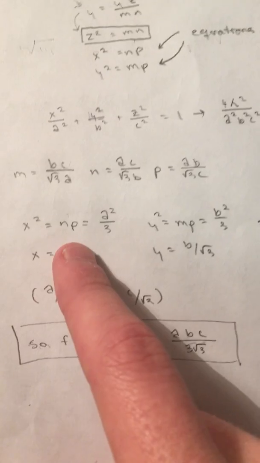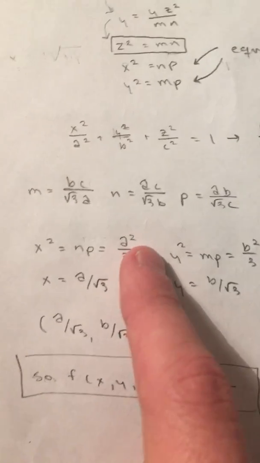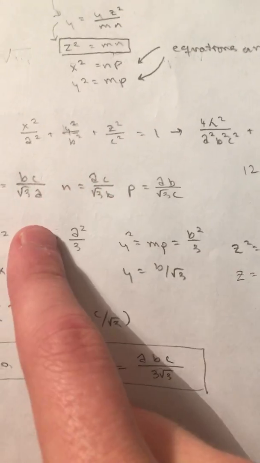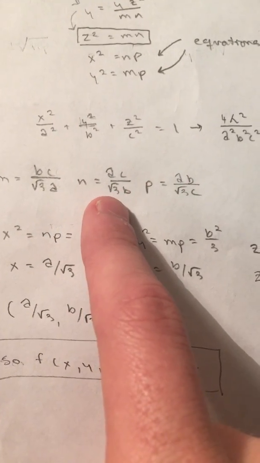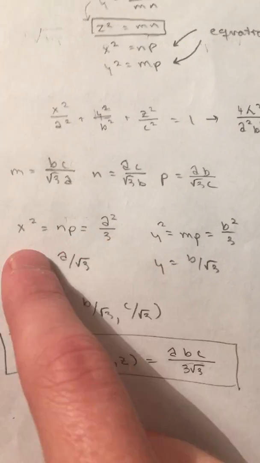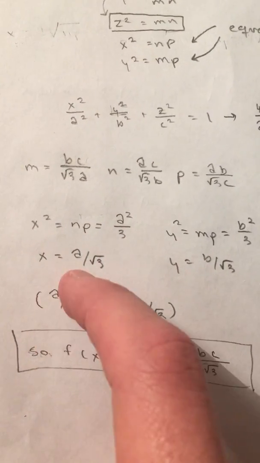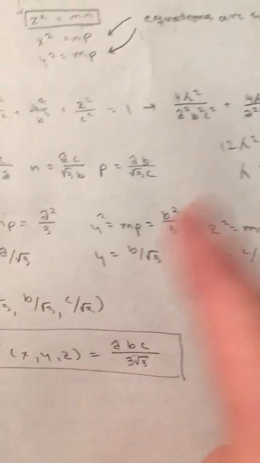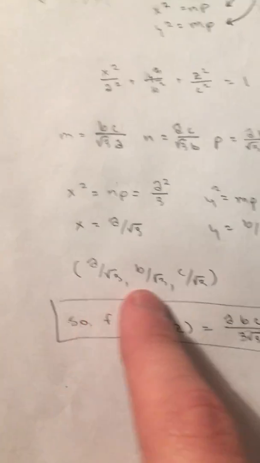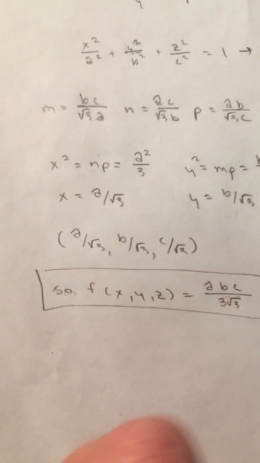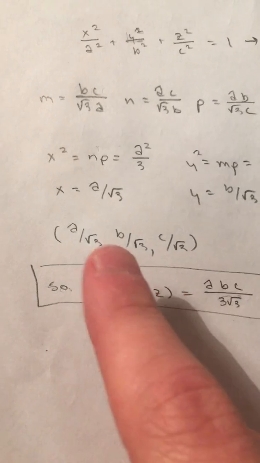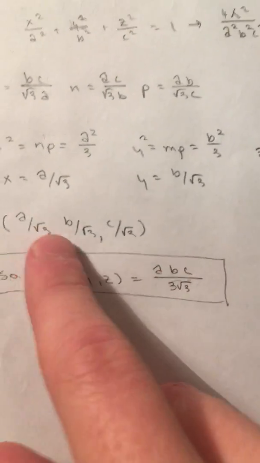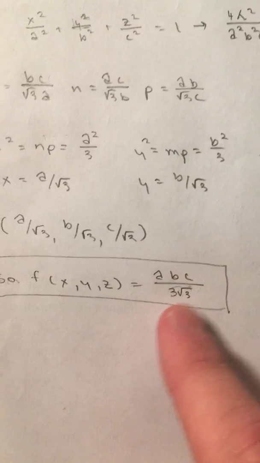So x squared equals np, and you simplify it out: a times a is a squared, c divided by c cancels, b divided by b cancels, and the square root of 3 is 3. So x squared equals a squared over 3, and x equals a over square root of 3, and it's the same for the other two. Now we have this point here, which is the maximum point. If we plug that into the original function f(x, y, z) equals x times y times z, you multiply all three together and you get abc divided by 3 square root of 3. And now you're a genius.